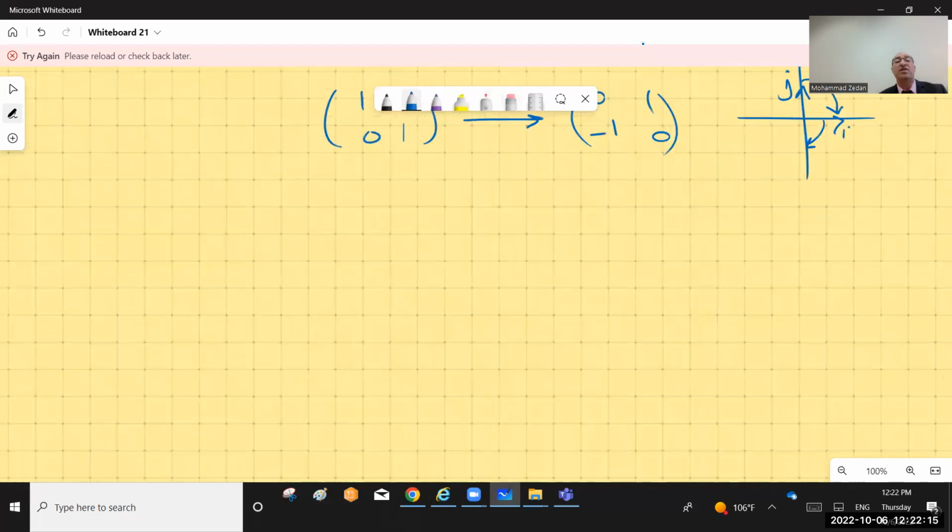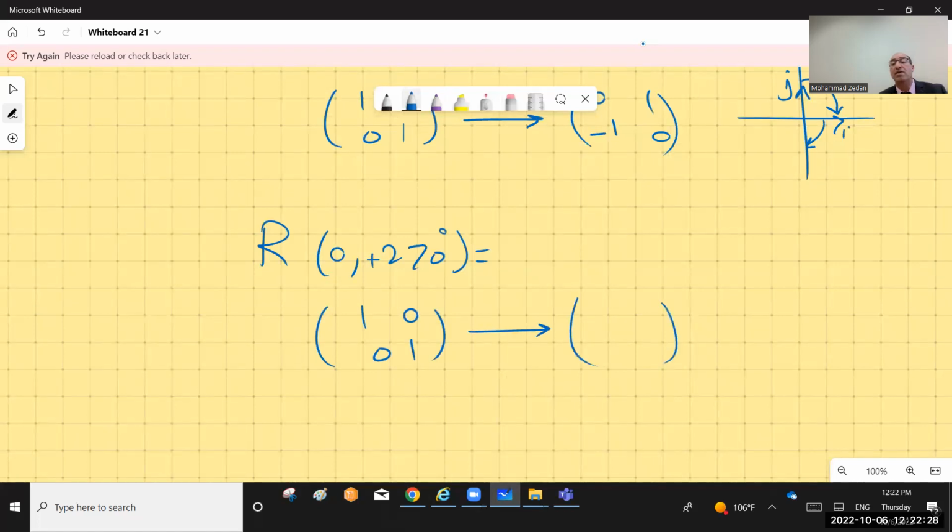Rotation also by 270. You can do the same rotation about the origin with 270 degrees, where positive means anti-clockwise. Write 1, 0, 0, 1, and rotate each of them by 270. So this is i, this is j, and rotate i by 270, 90, 90, 90 will be here. So i will be 0, negative 1, and j rotated also by 270 will be here, will be 1 and 0.